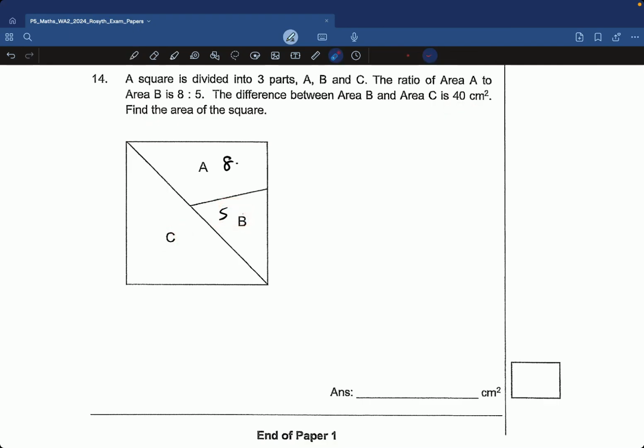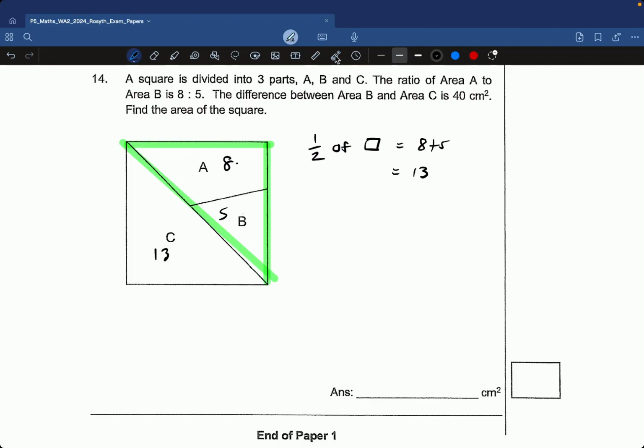So do you know something? First is that we know that A and B together are actually half of the square. So half of the square is actually 8 is to 5. So we can just add the units together. 8 plus 5, which is actually 13 units. So that means C is 13 units.